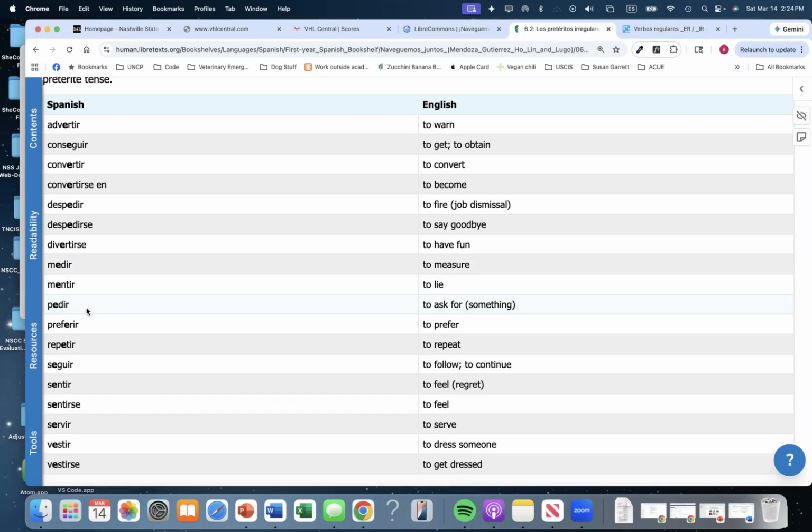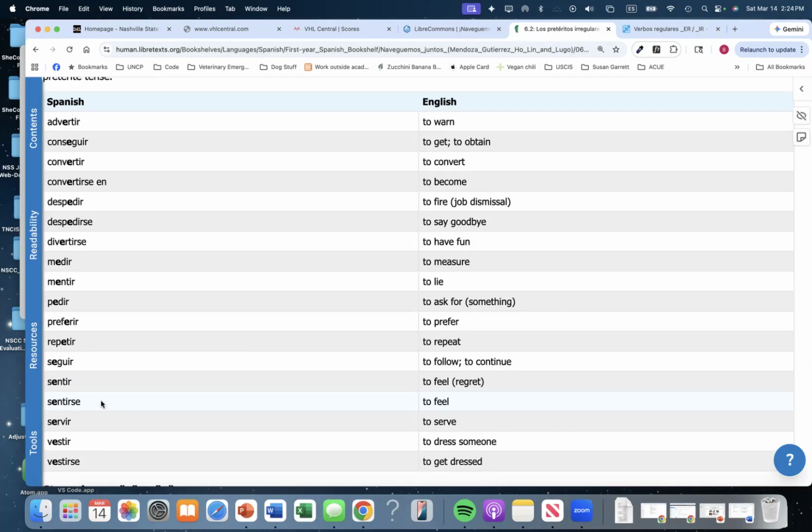mentir, pedir, preferir, repetir, seguir, sentir, sentirse, to feel good or to feel bad, sentirse bien, sentirse mal, servir, vestir, vestirse. So as you can see, some of these are reflexive. How do we know a reflexive verb? We know that the se pronoun at the end of the infinitive indicates that the verb is reflexive.